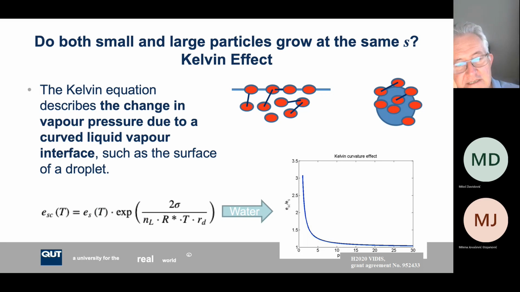But the question here is, do both small and large particles grow at the same time? So do we need the same supersaturation ratio to grow a particle as small as 10 nanometers as to grow a particle as big as, let's say, 100 nanometers? Now, to answer this, we introduce something called the Kelvin effect.